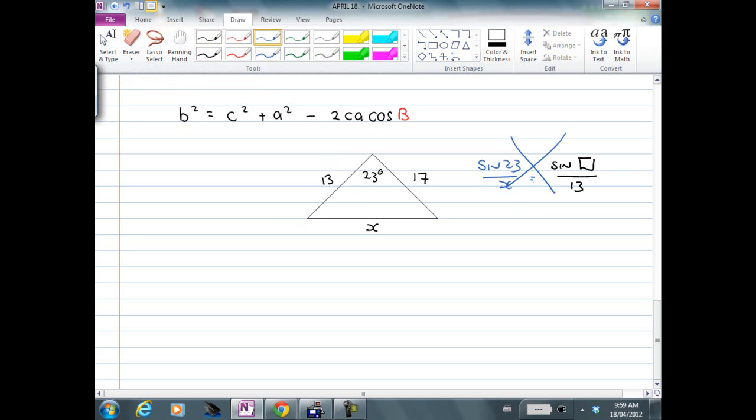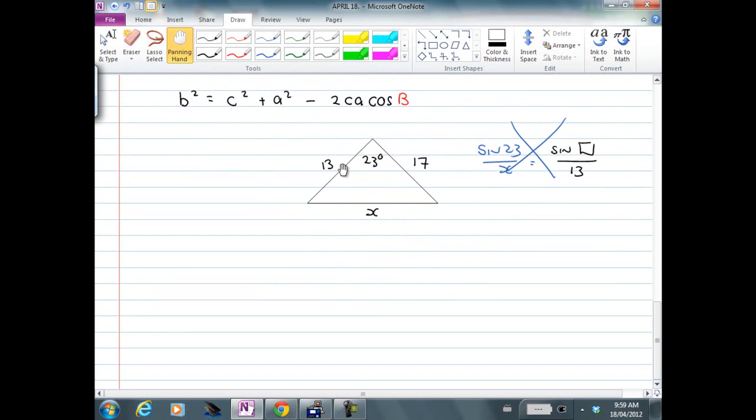Guys and gals, sine law doesn't work. So I taught you another formula. Use cos law. If it's isosceles, then sine law will work, but I purposely made it so it's not, in case I lose $100. Okay.